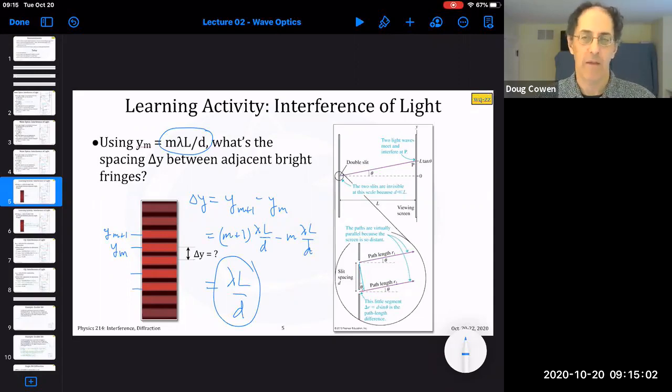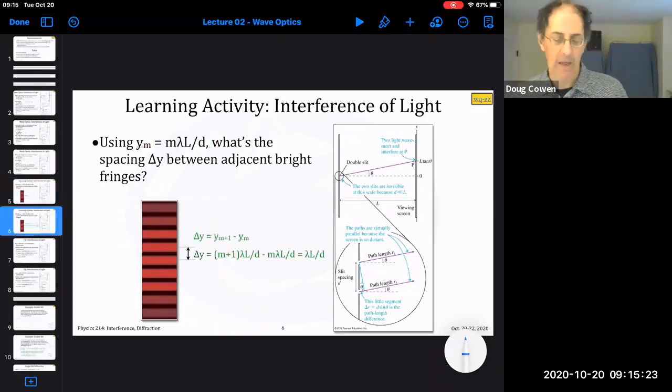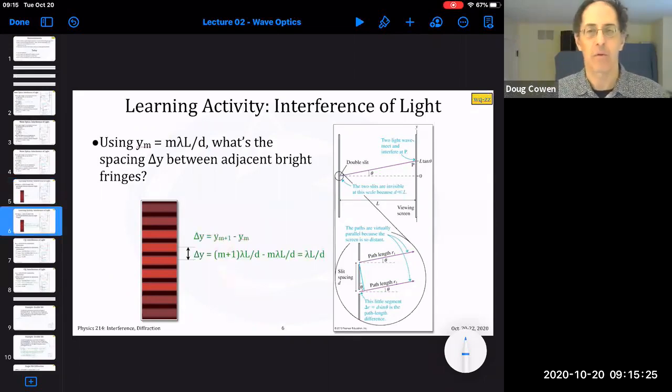Lambda is just the wavelength of the incoming light, which is a constant in this case. L and D are both parameters of the configuration that we've built for this experiment. L is the distance to the screen, and D is the distance between the slits. That's also constant, so we see a constant offset between any adjacent fringes. It's equal to lambda L over D.